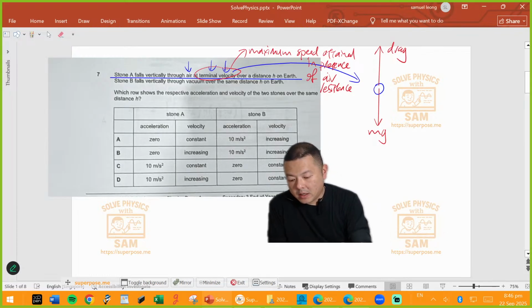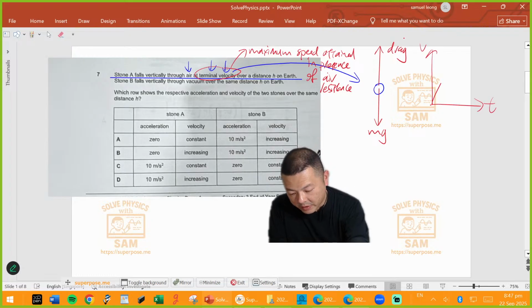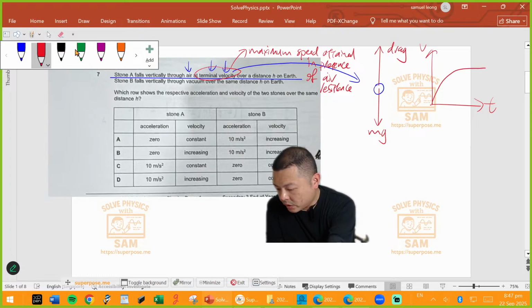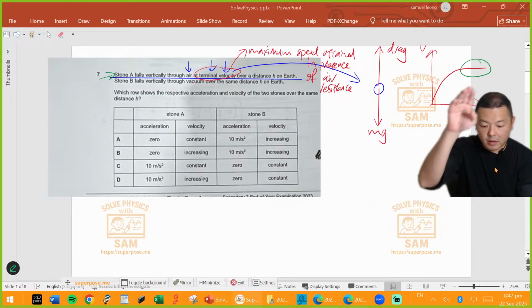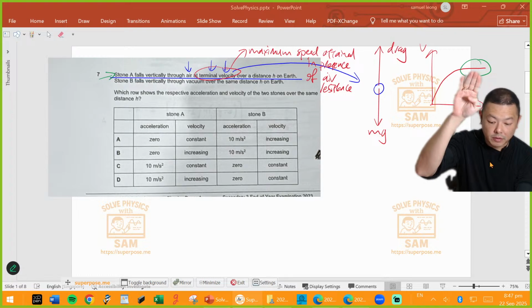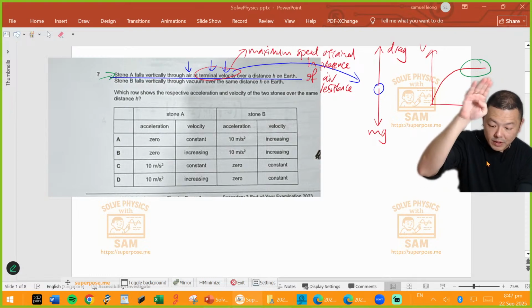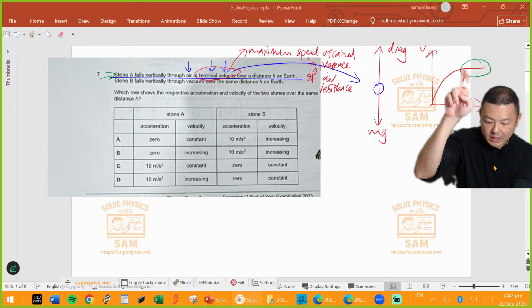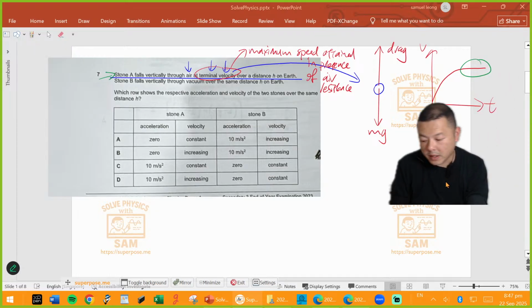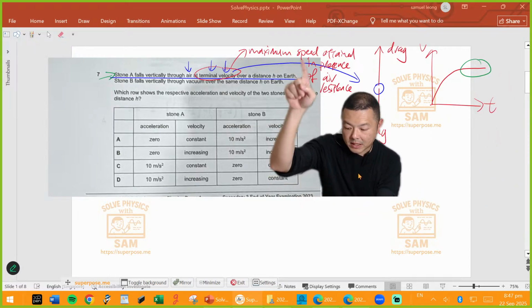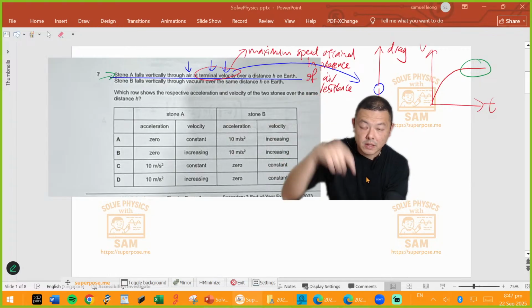Okay, right. But why is it maximum speed? It has been falling for a while, the drag has been increasing, so the velocity of this ball has already reached this part here. So for the first sentence, stone A is already referring to this part where the velocity is already terminal. Terminal velocity sounds like it's the end, but it really just means that it is the maximum velocity attained. So the velocity is constant. That's what this means: maximum speed attained in the presence of air resistance.